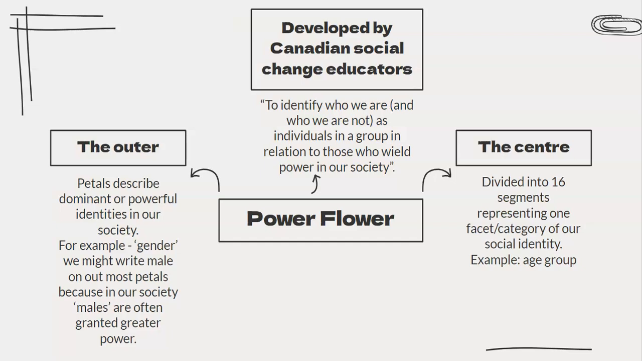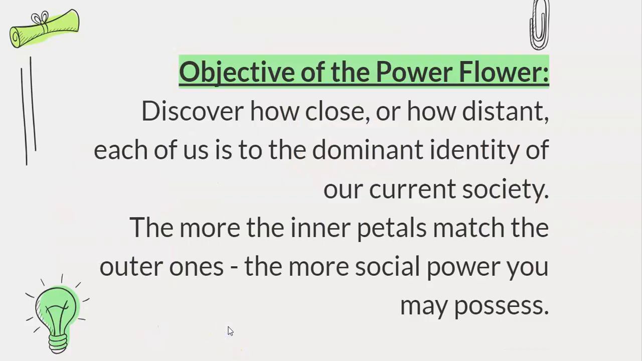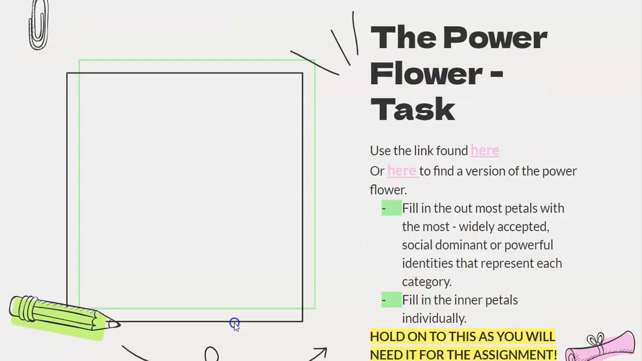So if we were looking at gender, for example, we may write male or males on the outermost part of the flower because in our society, males are often granted greater power and have greater influence. That was a mouthful. So the real objective of the power flower, say that 10 times fast, is to discover how close or how distant we are to the dominant identity of the society you are currently living in. The more the inner petals match the outer ones, the more social power you may possess.